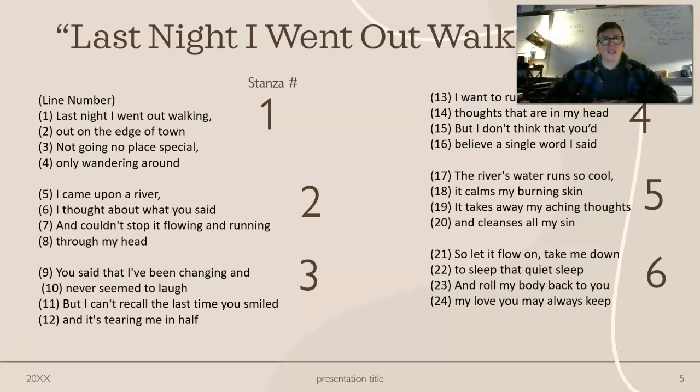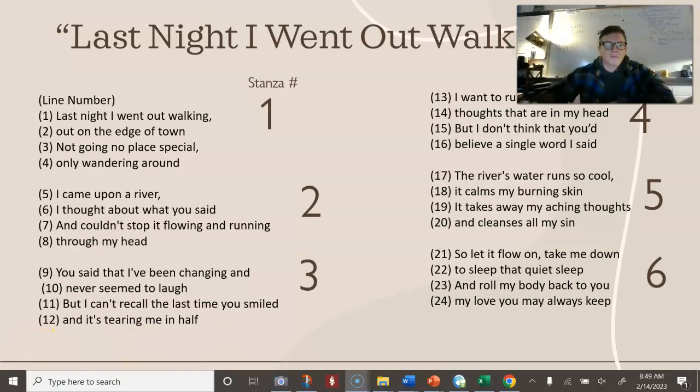She walks out and she has to recollect herself. And when she does that and calms down, she's ready to return back to him and go in and handle the situation. That's what I read in this, mainly because she's not dead. She didn't jump in the river and kill herself because she's still writing. So I think that's more symbolic. Okay, so that's "Last Night I Went Out Walking."